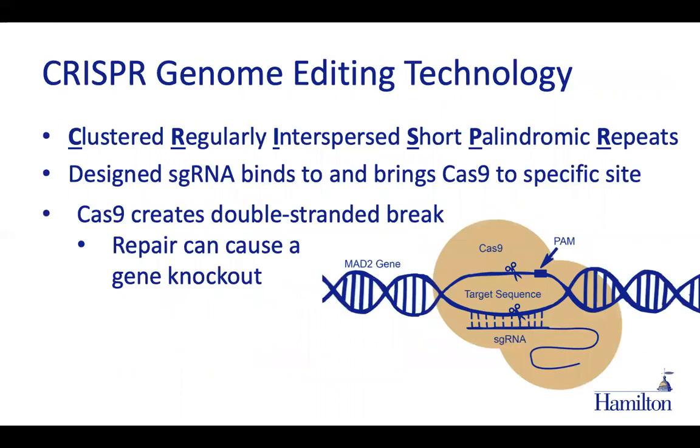As a relatively simple tool that can edit genes, CRISPR is what makes my project possible. It stands for Clustered Regularly Interspersed Short Palindromic Repeats and has two main components: a guide RNA that recognizes the targeted gene, and the Cas9 protein that actually creates the double-stranded break. As the cell tries to repair the break, it can do so in a way that causes the gene to be knocked out. For my project, the guide RNA was designed to target a sequence within the MAD2 gene, where Cas9 would cut and hopefully generate a MAD2 knockout.